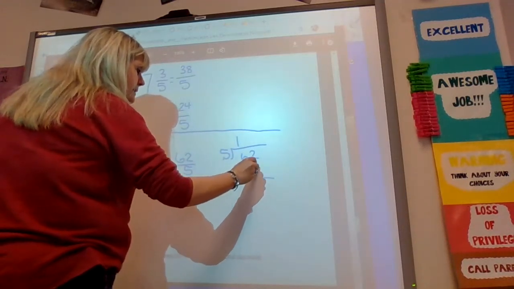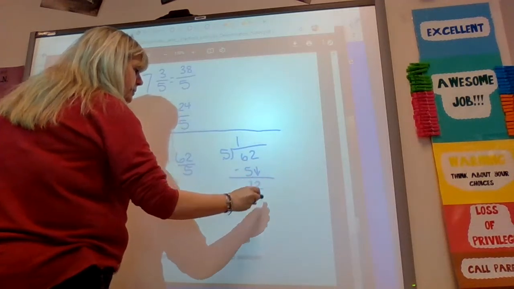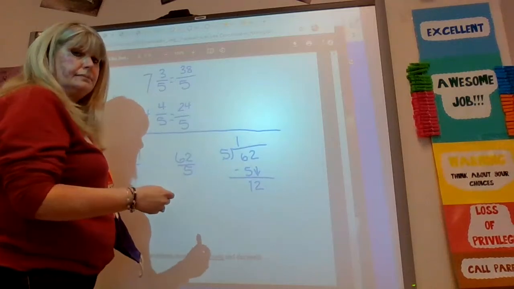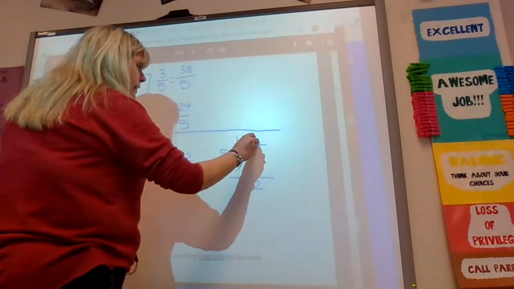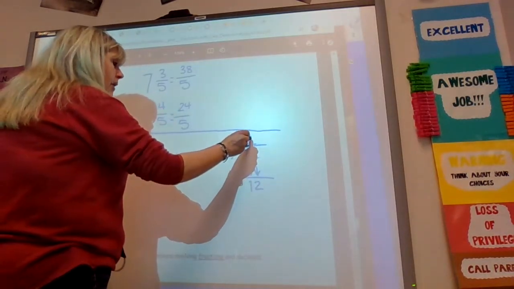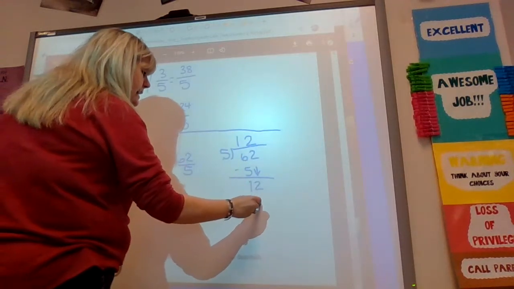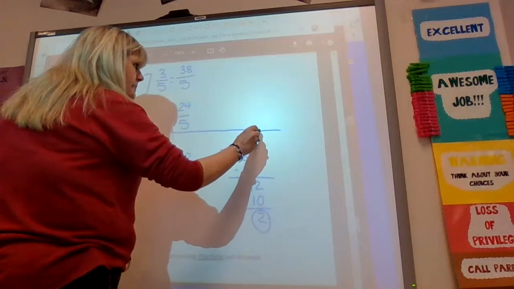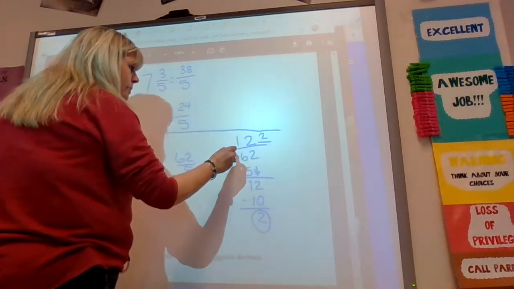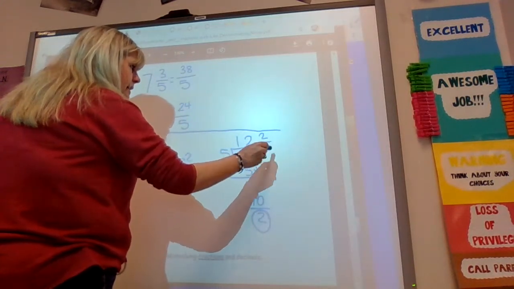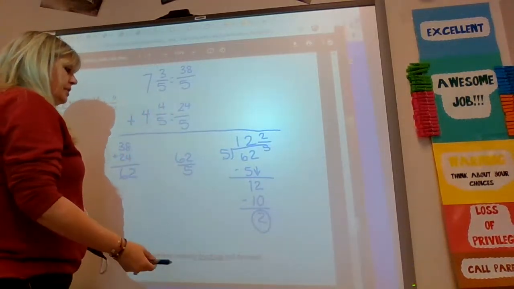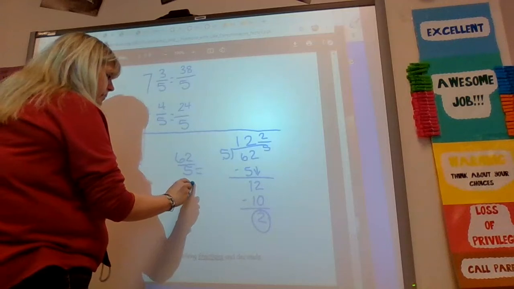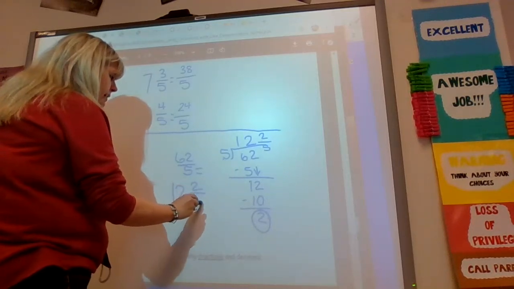I subtract. I bring down the 2. How many groups of 5 can I get out of 12? 2. I put it in the quotient. I multiply it out. 2 times 5 is 10. I subtract. That number becomes my numerator. Remember, my divisor is my denominator. So my answer is 12 in the whole number and 2/5.